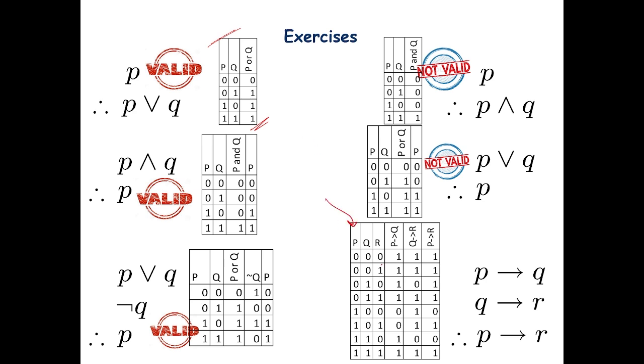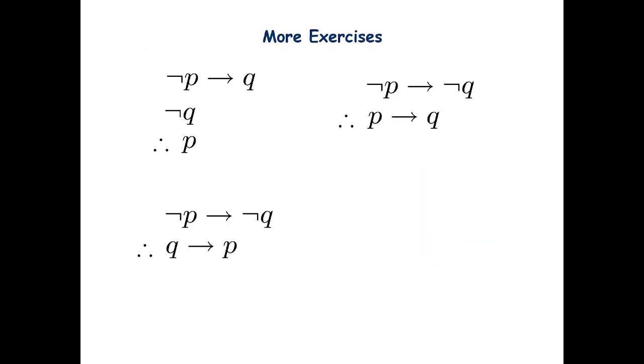P, Q, and R. So P implies Q, Q implies R, so P implies R. These two are the assumptions. The assumptions are true here, here, and here. And in all of these the conclusion is also true. Yep, all of these have it. So this is a valid argument.